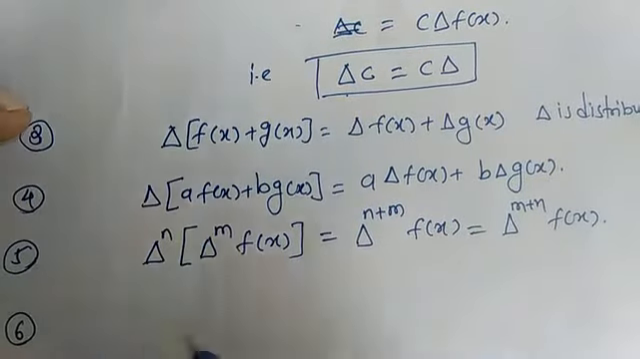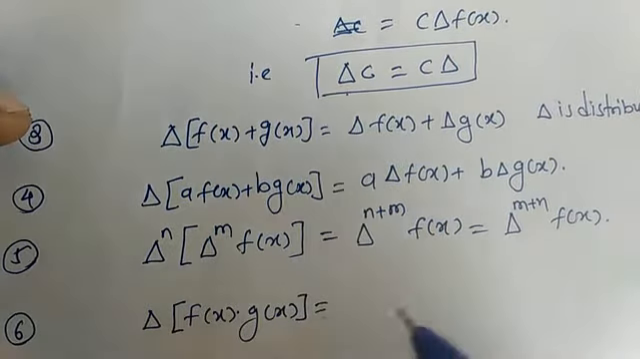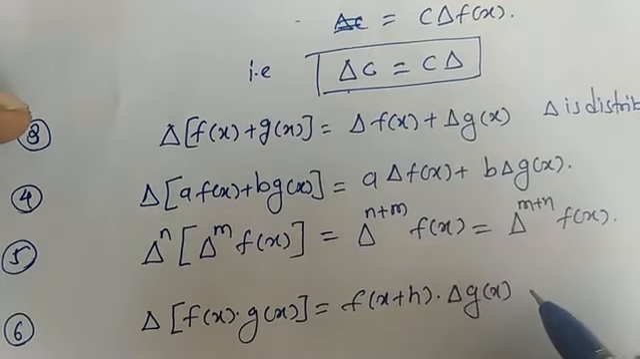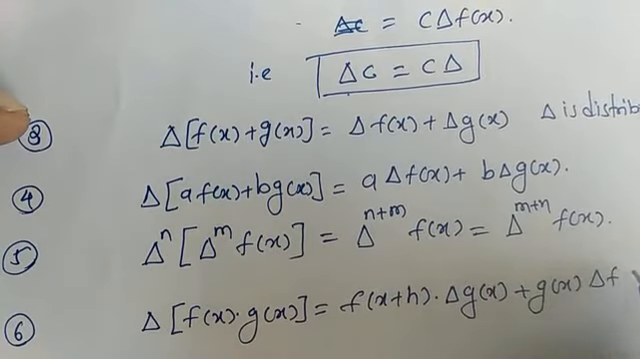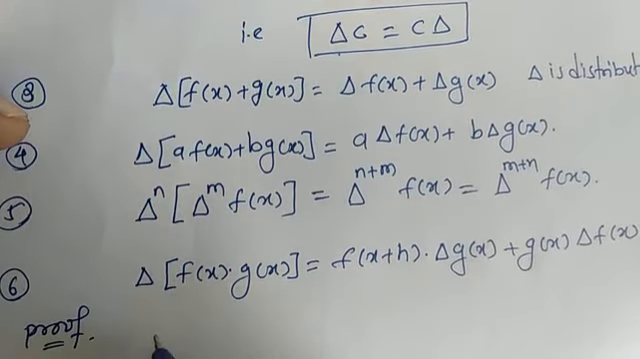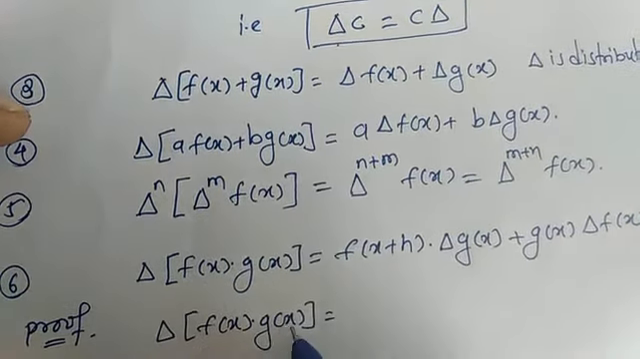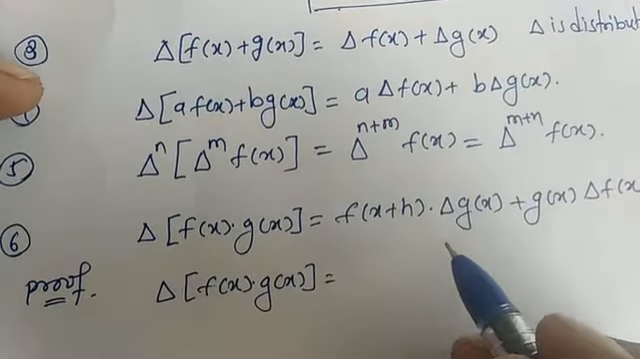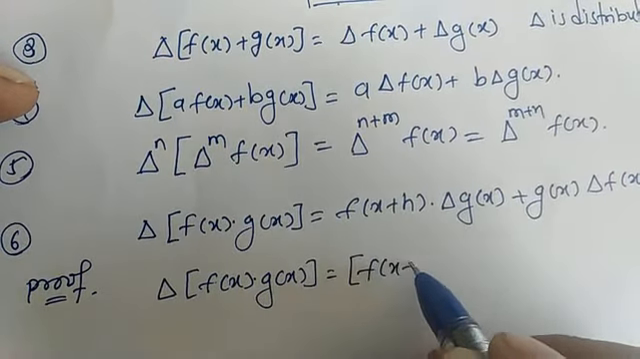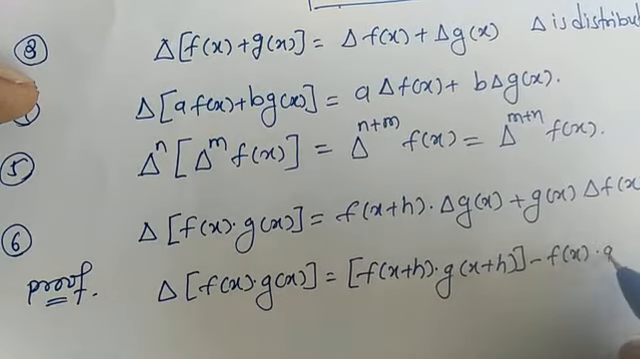Next, the sixth product rule, that means Δ of f(x)g(x), which we have to prove here, is equal to f(x+h) Δg(x) + g(x) Δf(x). For the proof of this sixth part, consider Δ of f(x)g(x), which can be written as f(x+h)g(x+h) minus f(x)g(x).